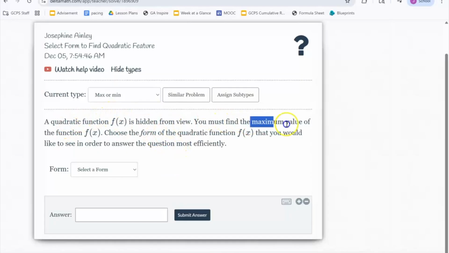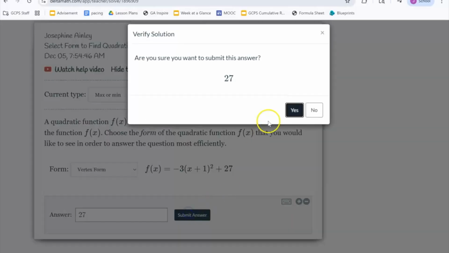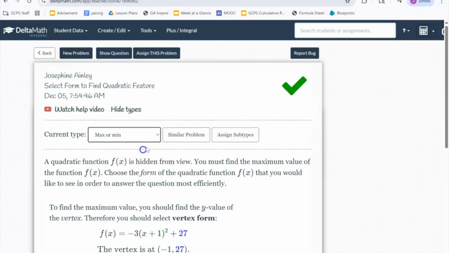All right, find the maximum value. Okay, so this is asking for the maximum value again. So it's going to be the vertex. All right, what is the maximum value? Well, I know the vertex is -1, 27, but I don't care how wide I am. I only care how high I am. So this is 27. Wow, reading the question is fundamental.